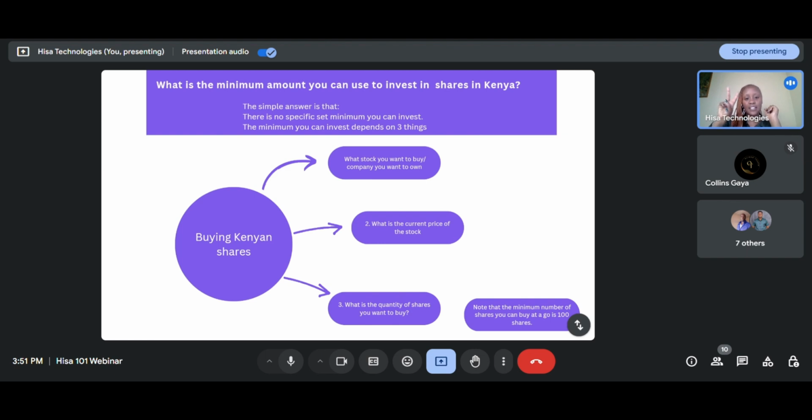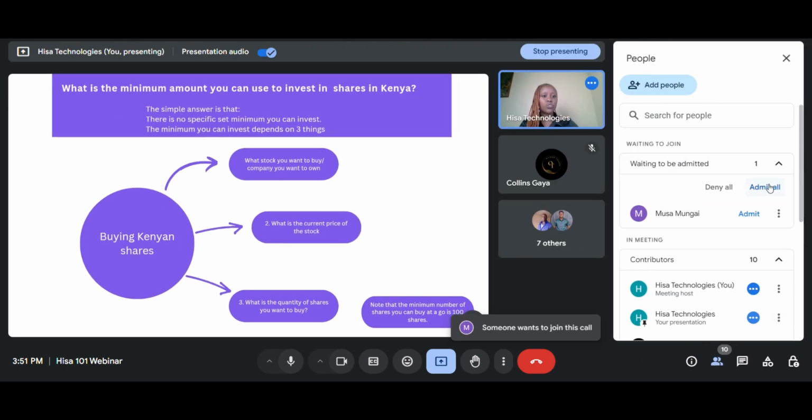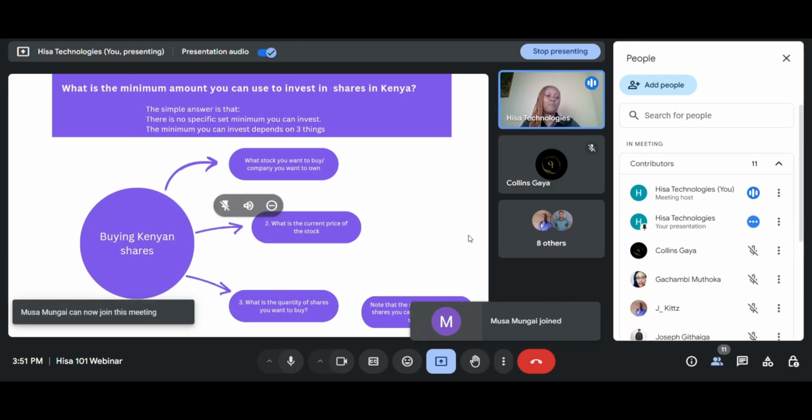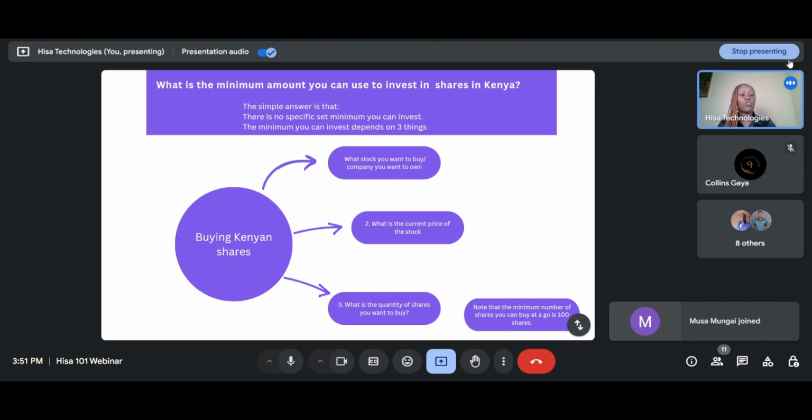The second thing is, what is the current price of that stock? Let's say, for example, you want to buy a company like Safaricom. Safaricom right now, the price is around 15, 16, 17 shillings. So what is the current price of that stock? Number three, what is the quantity of shares that you want to buy? Quantity, kiwango. How many shares do you want to buy?